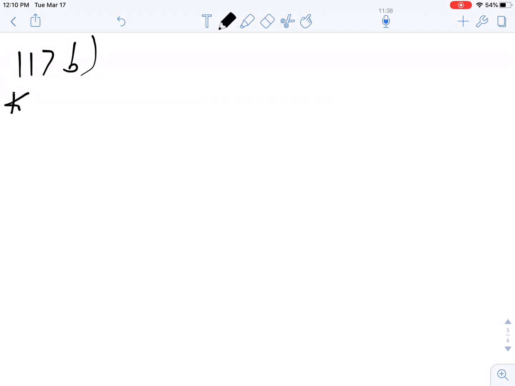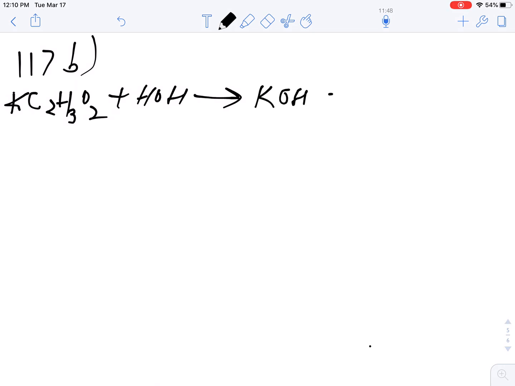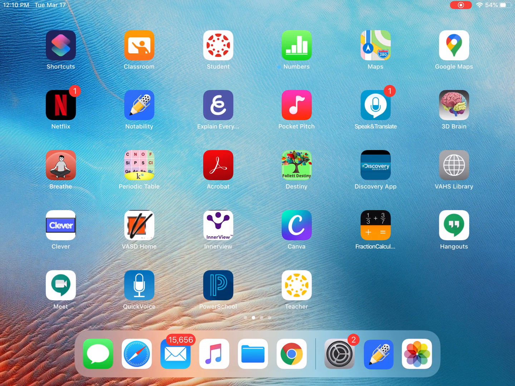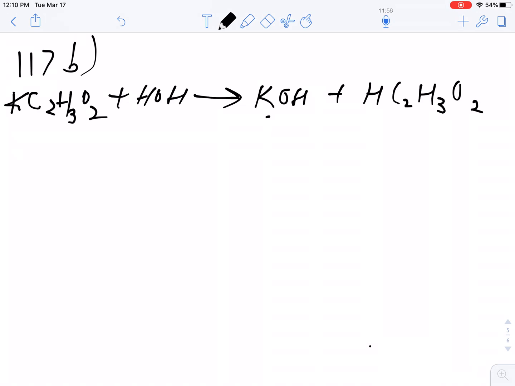So KC2H3O2, when we react with water, like I said, pretend it's a double displacement reaction. You end up with potassium hydroxide and acetic acid. Well, what do we know about potassium hydroxide? We know that that's a strong base.